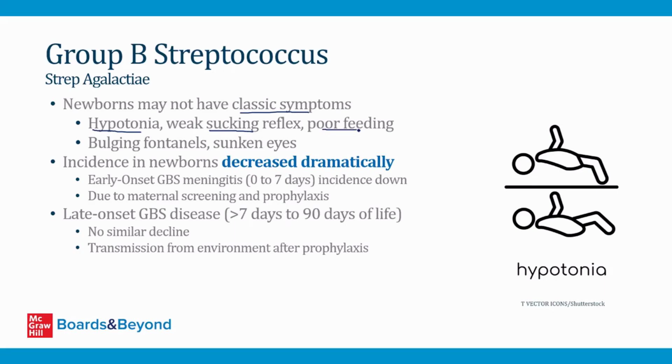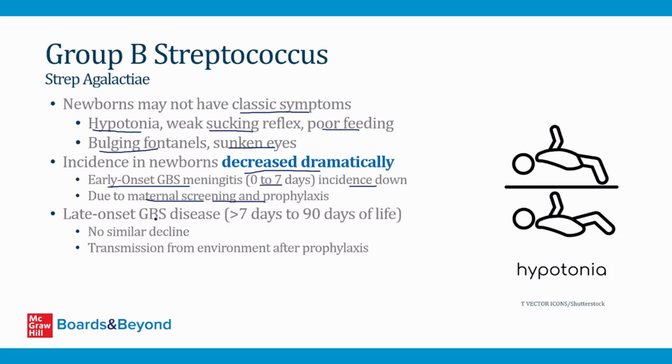Also, because of the inflammation involving the meninges, you can get increased intracranial pressure, so you can see bulging fontanelles. You can sometimes see sunken eyeballs as well. Now, meningitis from this bacteria has decreased dramatically because we check mothers for colonization with group B strep, and we give them antibiotics prior to labor if they have this bacteria. So the incidence of early onset group B strep meningitis in newborn babies, this refers to meningitis in the first 7 days of life, is way down, and that's because of maternal screening and prophylaxis.